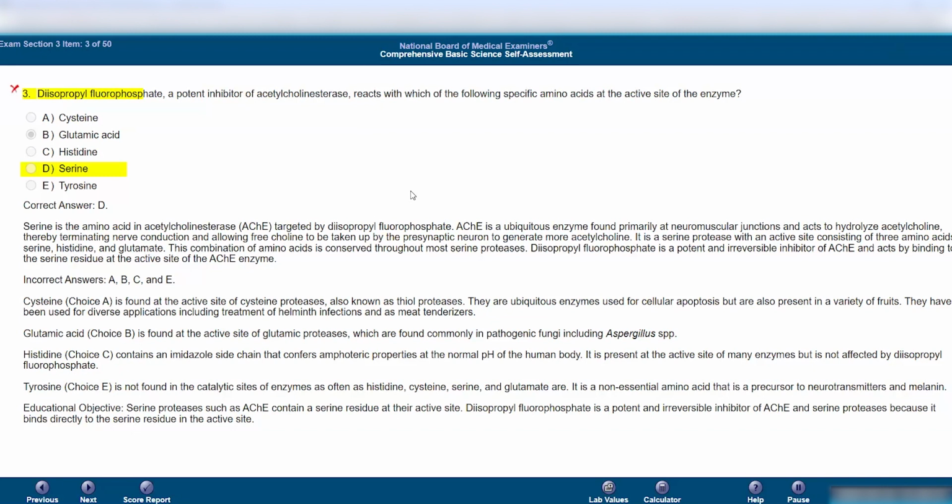The isopropyl fluorophosphate is a potent inhibitor of acetylcholinesterase, reacts with which of the following specific amino acids. I just didn't know this. This is where I feel like you either know it or you don't. I wouldn't say this is super high yield. I don't personally remember it. I spent like 20 seconds on it because I didn't know it, and on a test-taking strategy, that's exactly what I would have done.